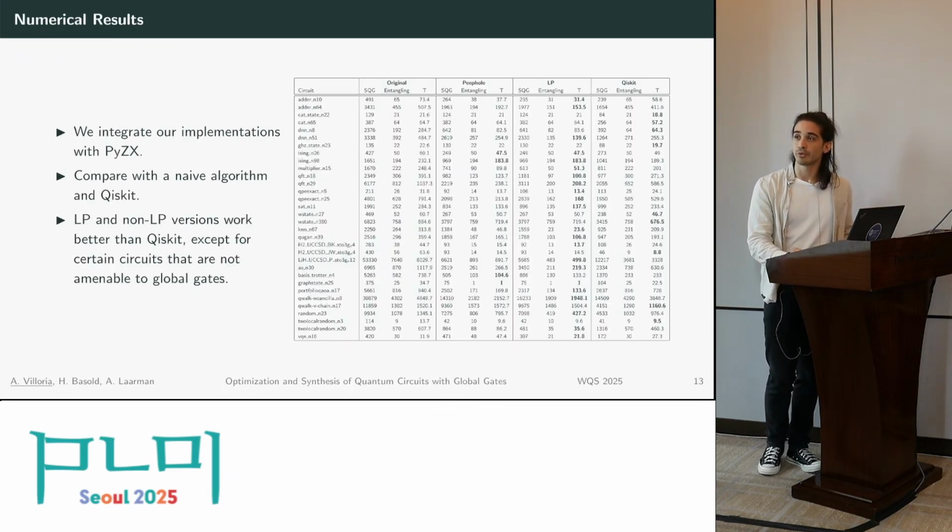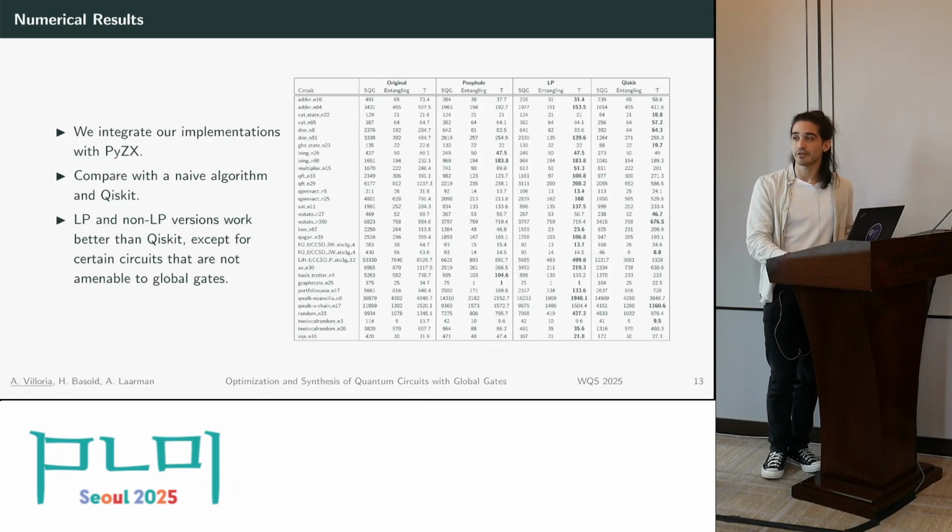So we implement and integrate this algorithm in PyZX, which is the Python library for ZX calculus. And we compare it with a naive algorithm and with Qiskit. So in here I'm showing some results. We check the final number of single qubit gates, the final number of GMS gates, and the total time in milliseconds that it would take to execute the quantum circuit. And in general, we see that the linear program algorithm works better in most of the cases than the rest, followed by the peephole and then Qiskit.